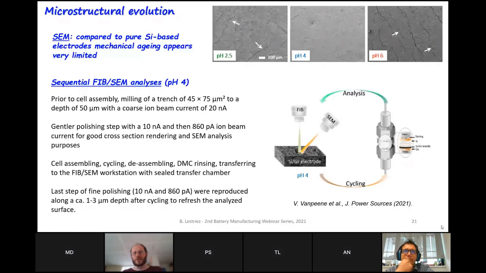Next. And we also made some interesting complementary observations by doing some sequential FIB-SEM analysis. That was an idea of Victor Van Pien and Patrick Saucy at INRS. They had the idea of using a FIB, focused ion beam, to dig a trench, to mill a trench inside a cavity at the surface of an electrode, and then to assemble this electrode, to cycle it, to disassemble and rinse it, and to observe the cavity by SEM. So to look at an electrode exactly at the same place before and after cycling.